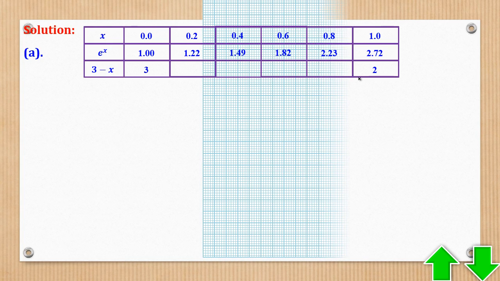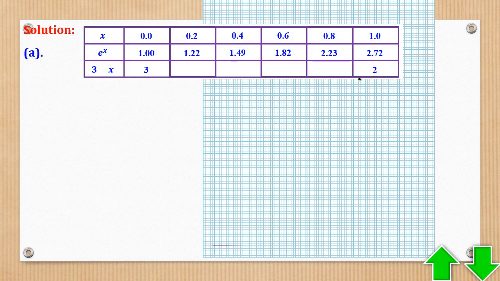Then we shall need a graph paper and draw axes and label them, x-axis, y-axis. Then get a correct scale for the x-axis, and do the same for the y-axis. Then you plot, let's start with this. So 0 corresponds with 1. So you put it here.